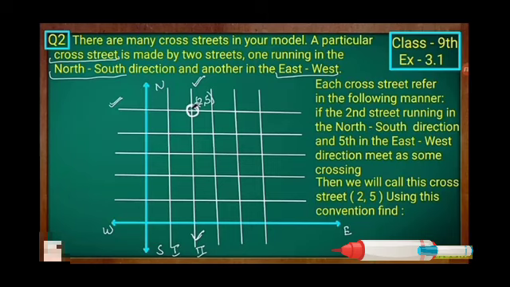It is given to us second street in north south direction and the fifth street in east west direction. It is given in our activity. You just have to draw the straight lines. Second line represents the north south direction and the fifth is east west direction. So this is the coordinate 2 and 5.